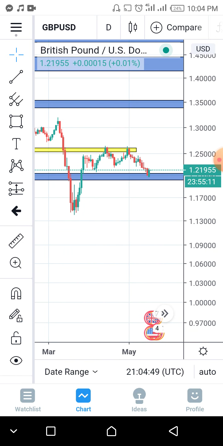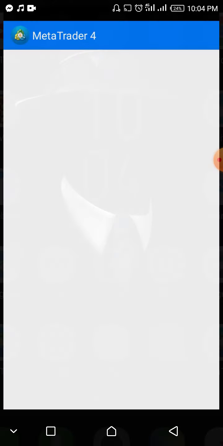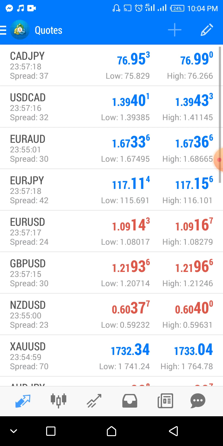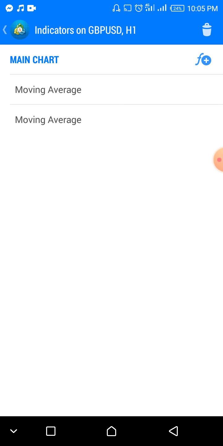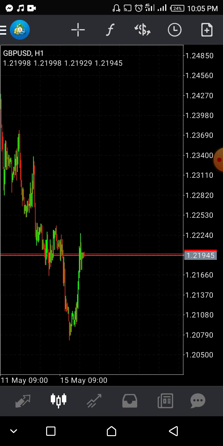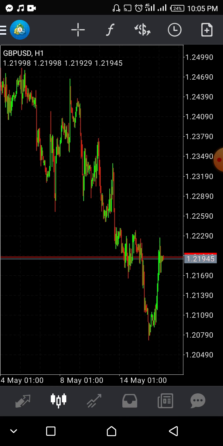Okay, so the next thing I'll do is go back to my MT4. Right now, once on my MT4, I go to my GBPUSD. Now I'm going to be showing you step by step what to fix on your chart. Okay, so we're going to be using the moving averages.